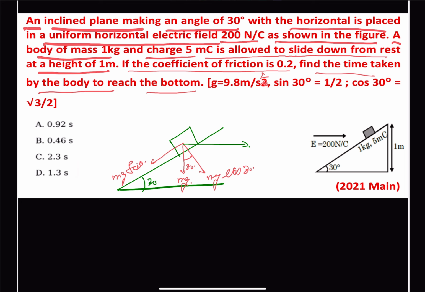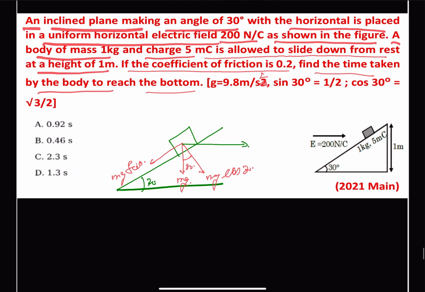So we can just divide this electric field also into two components. The first component will be parallel to the plane, inclined plane rather, and this angle will be our 30, so we get this as E cos of 30, and the second component will be E sine of 30, and there will be one force that will be our normal. So these are the forces.